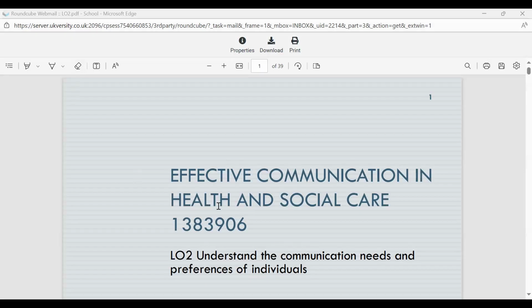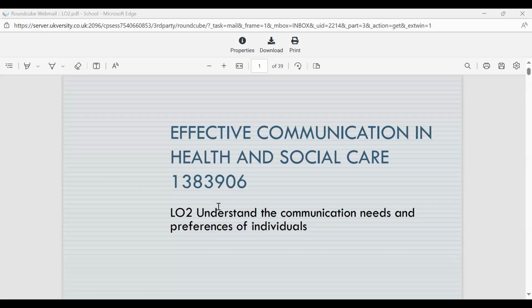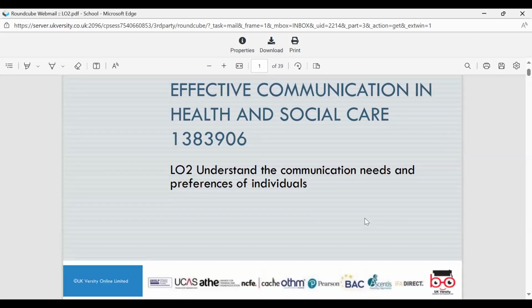We're looking at learning outcome 2, which is to understand the communication needs and preferences of individuals. Why do individuals have different communication needs? Why do you think that's the case? I think they communicate differently. Yeah, not everyone's the same, is it? So everyone communicates differently, and we'll be looking at elements of that.